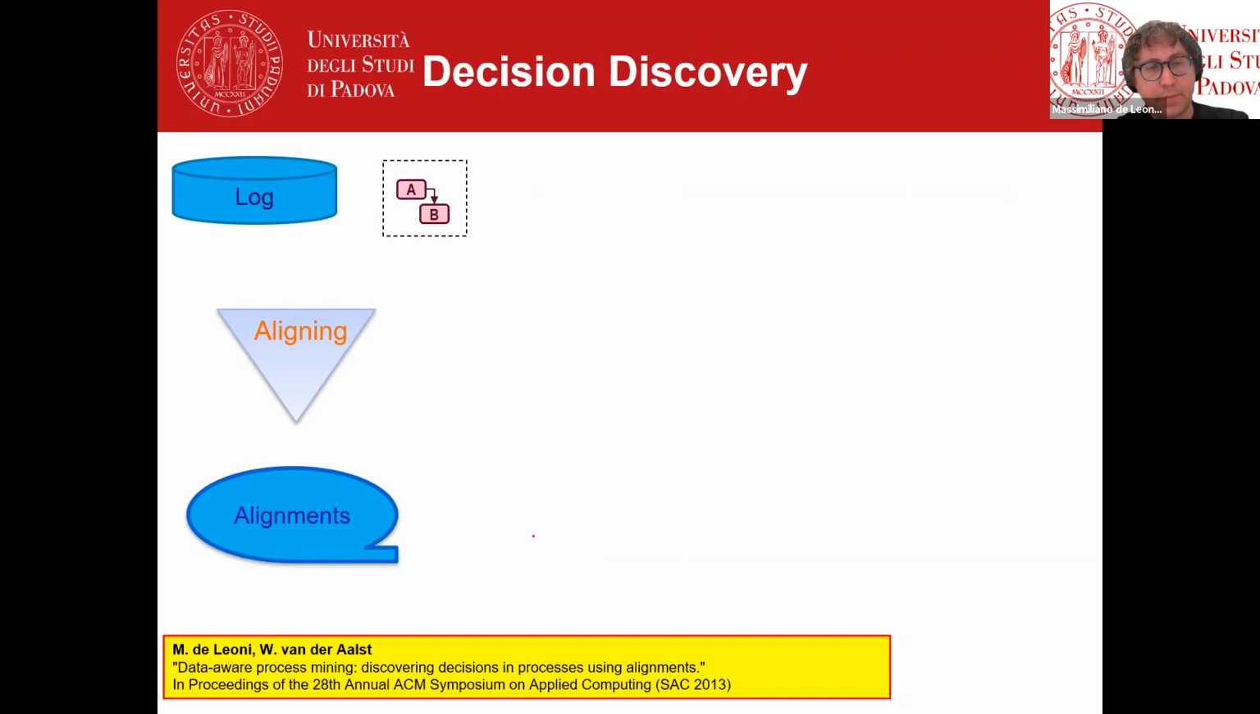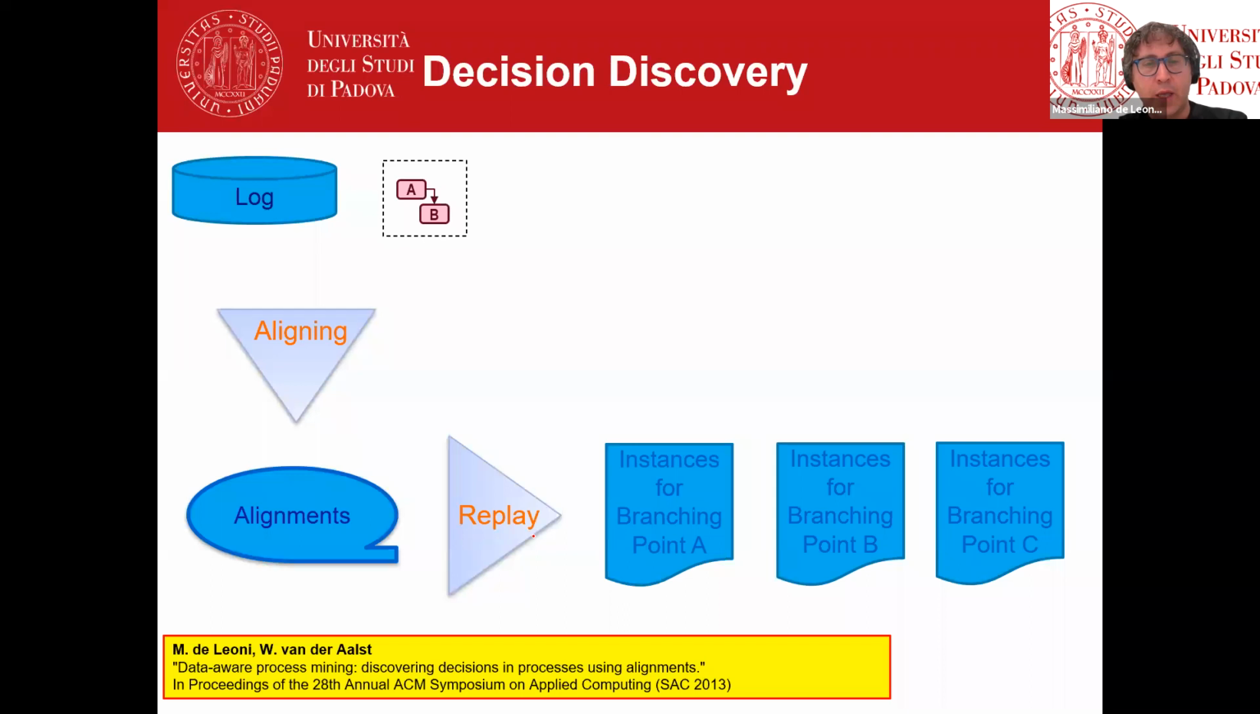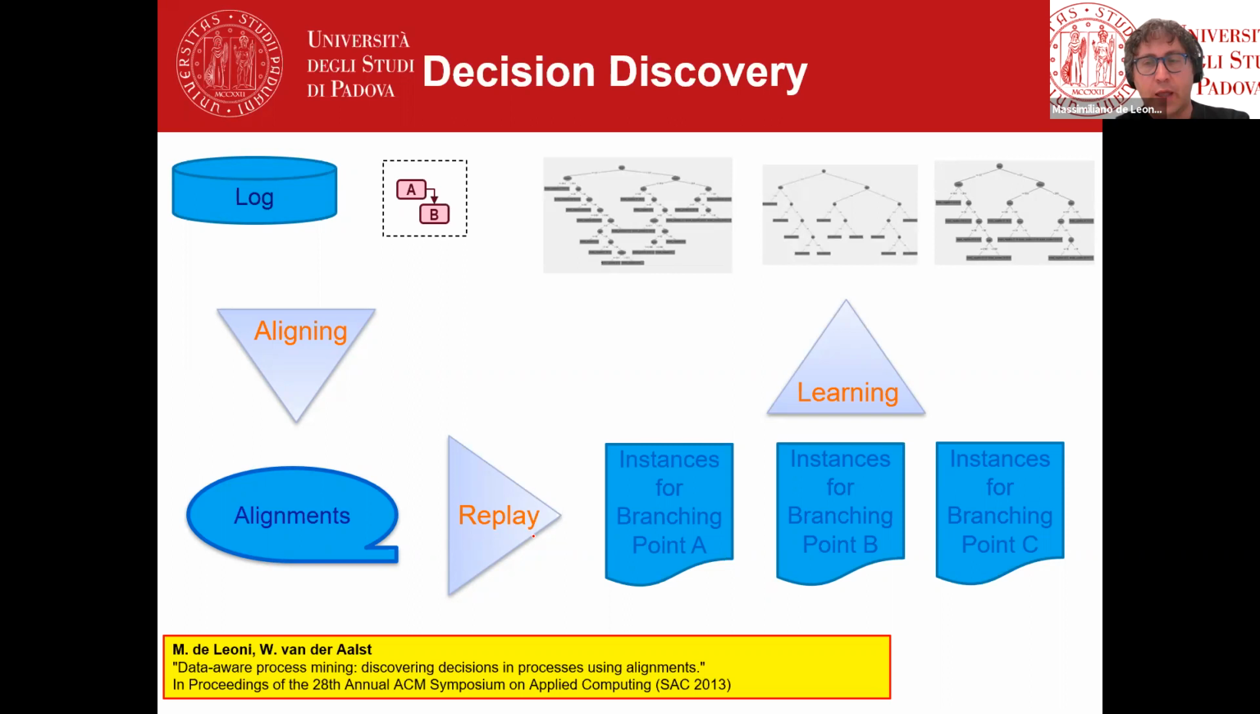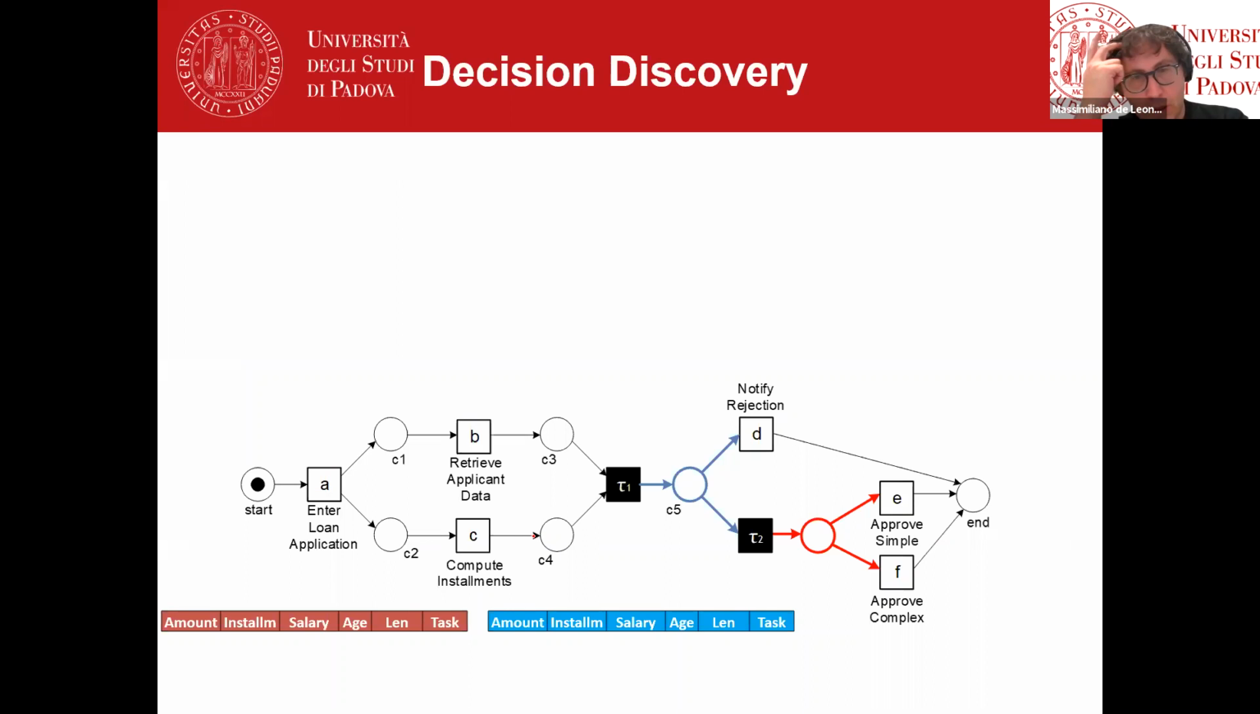Then I replay the alignments and I obtain the observational instances for each branching point, for each decision point. And then I learn a decision tree that allows me to discriminate when one branch is taken over the others. Let's see an example. Here we have two decision points, the blue and the red. Let's see how I can learn the guards at these two decision points.